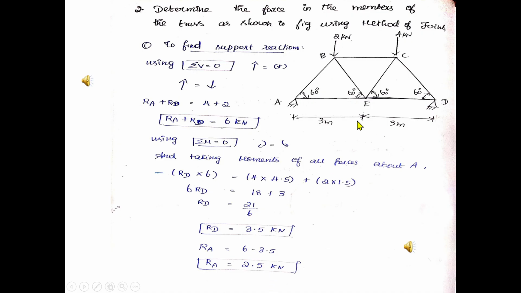So finding the support reactions is equal to finding reactions in a simply supported beam. To find reactions, always use the equation sigma V equal to 0 upward positive and sigma M equal to 0 clockwise positive, and find the support reactions.